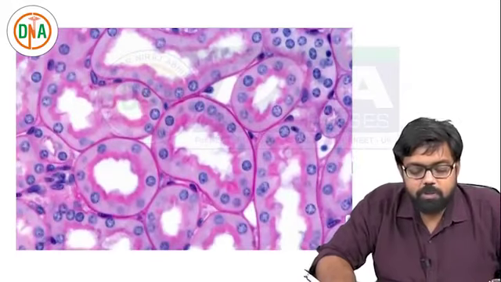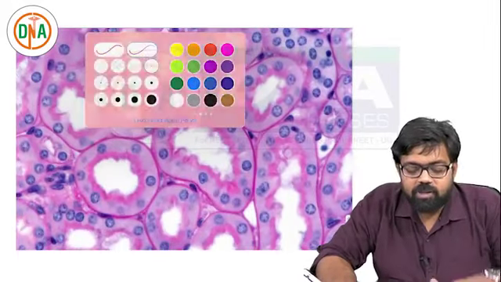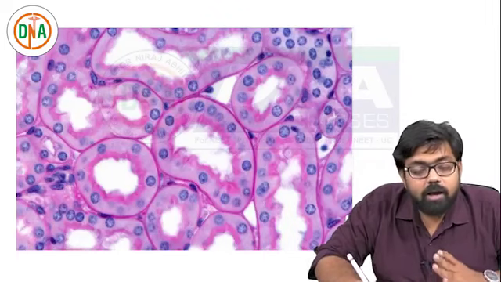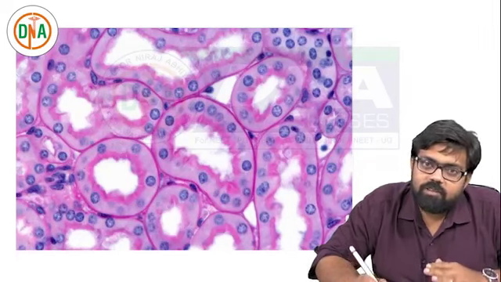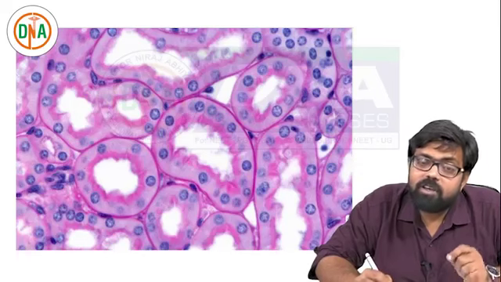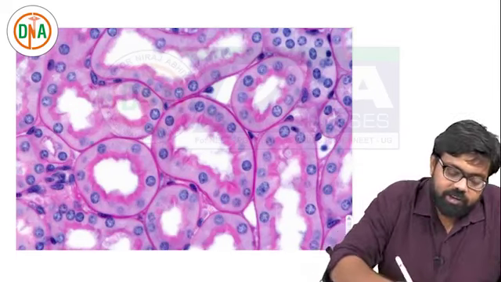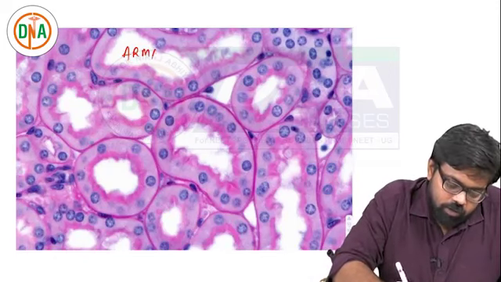And next and most important, a repeatedly asked MCQ these days, is that you also come across some glycogen accumulation in the tubular epithelial cells. So what is this? You come across a glycogen accumulation in the tubular epithelial cells, and they are called Armanni-Ebstein lesion. So what are they called?